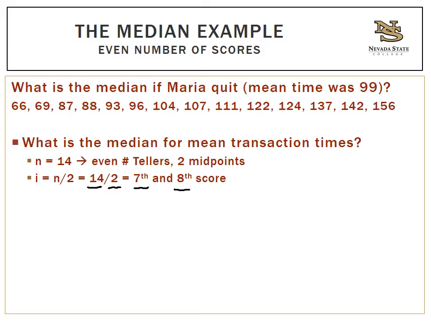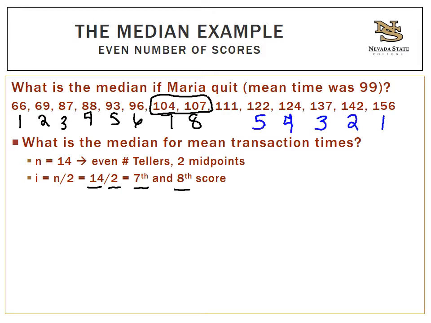So let's first identify the 7th and 8th score, and then I'll show you how to find the mean of those. So remember, we could start from the low end or the high end. Just make sure your scores are in numeric order. So the first, second, third, fourth, fifth, sixth, seventh, eighth, bam, 104 and 107. Now if we do it from the opposite direction, from the high end, first, second, third, fourth, fifth, sixth, seventh, and eighth, you still land on those 2 midpoints. And yet again, those 2 scores separate the top half from the bottom half.